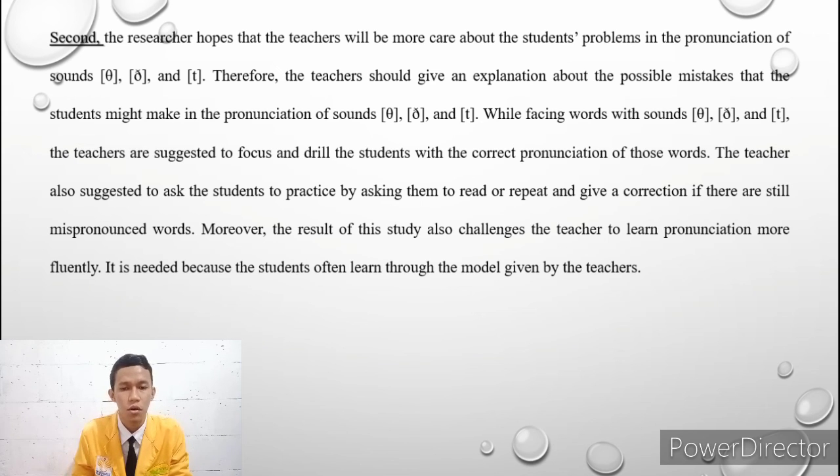Moreover, the result of this study also challenged the teacher to learn pronunciation more fluently. It is needed because the student often learn through the model given by the teacher.